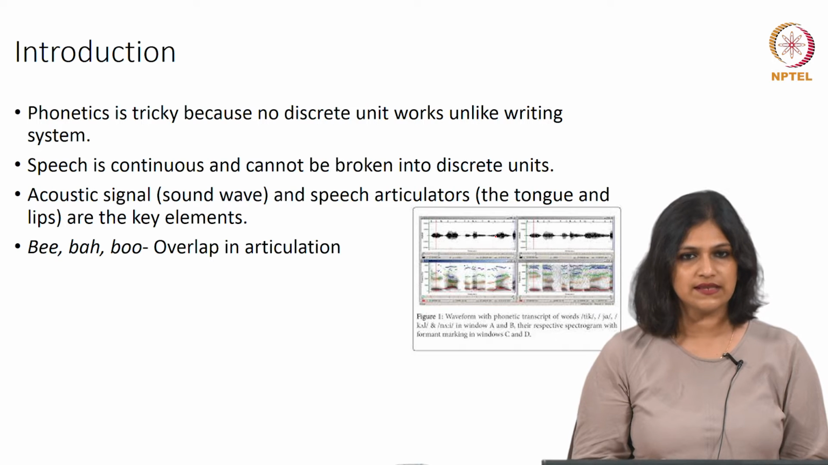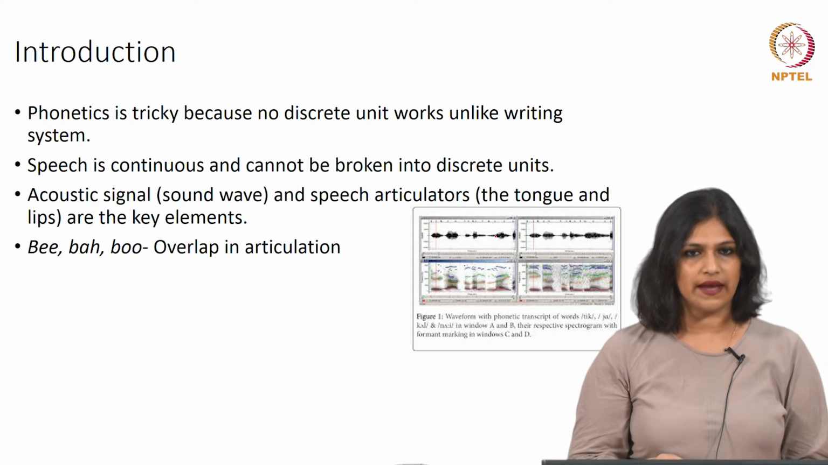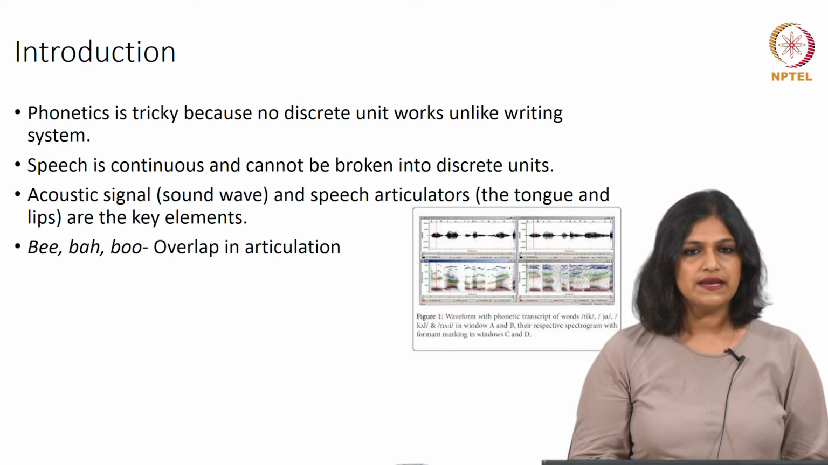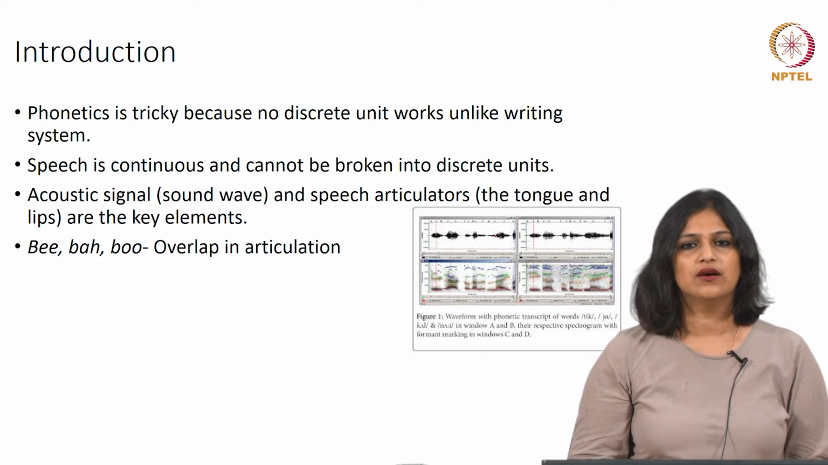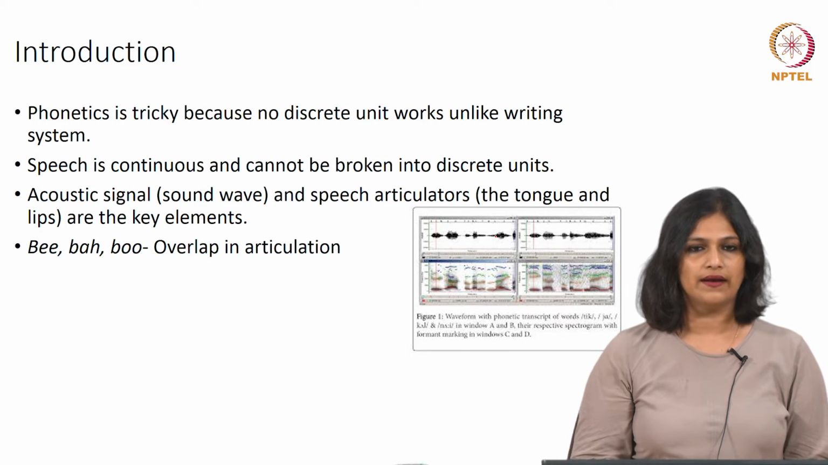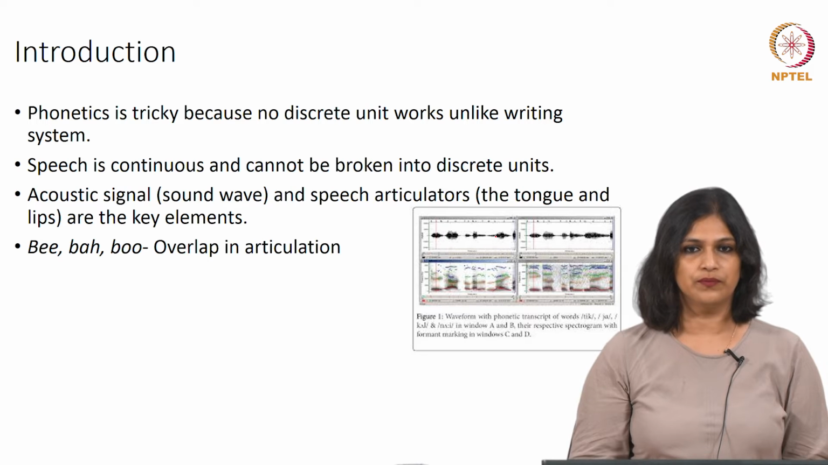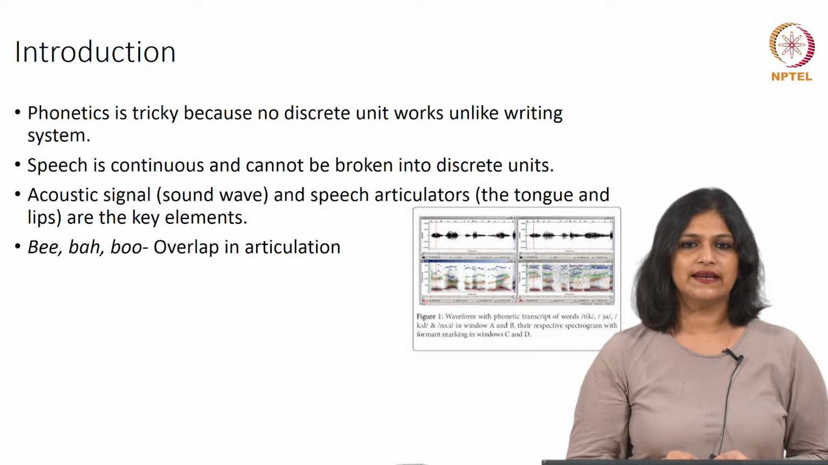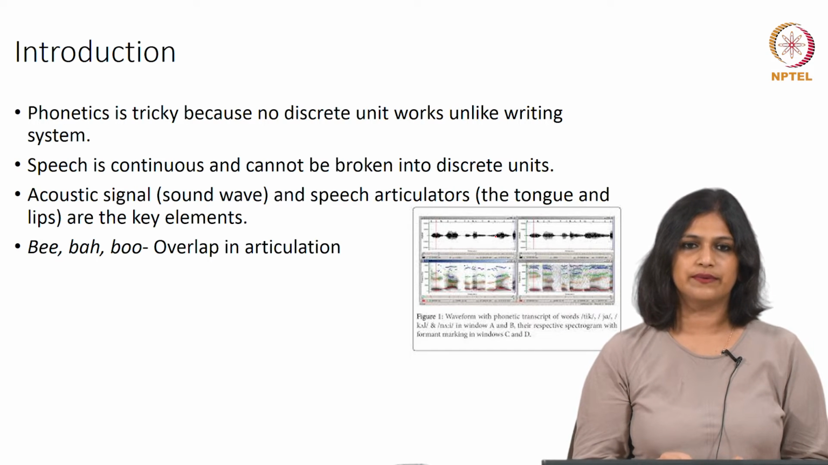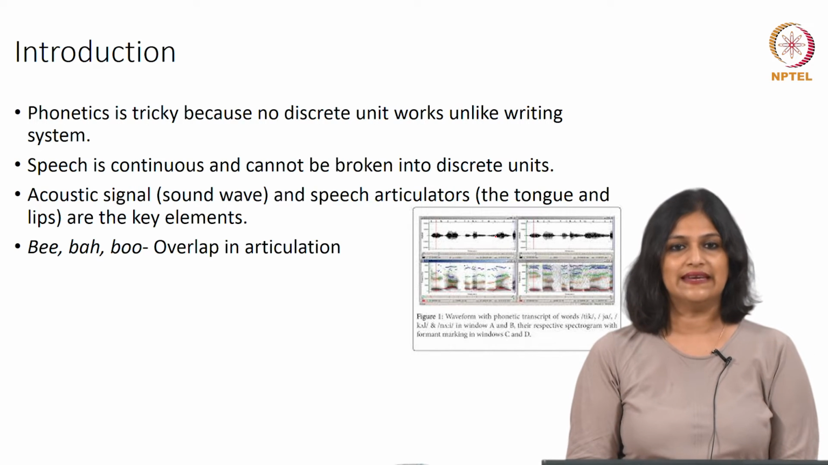B is the consonant sound and E is the vowel sound. Again, in the second word, B is the consonant sound, A is the vowel sound. Third, B is the consonant sound, and then oo when you say oo. So, B and E together is bee, B and A together is baa, and B and oo together is boo. In this case, what kind of articulatory overlapping do you see? Can you think about it when you say, let us practice it once again. You are saying bee, then you are saying baa, and then you are saying boo.